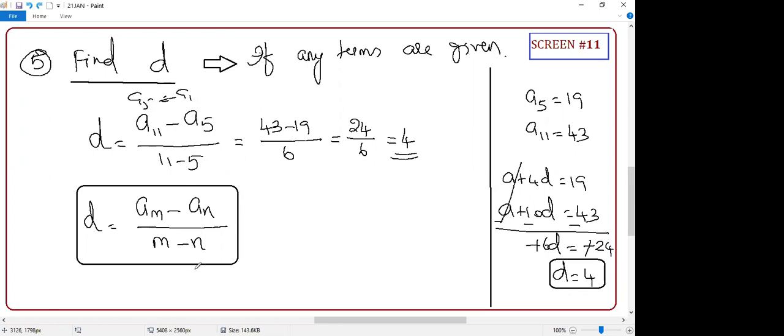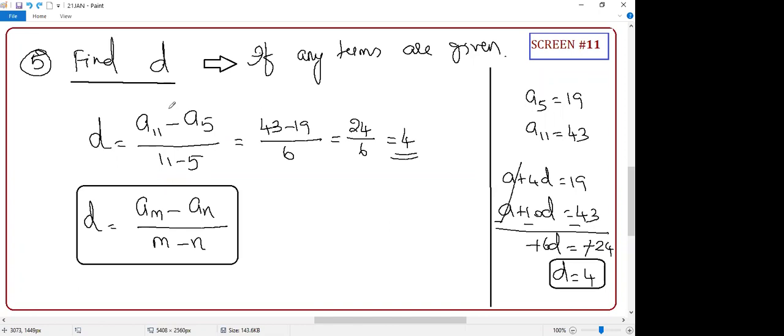Clear or not? That's why you see here, I write AM minus AN. I'm writing M minus N. If you are writing AN minus AM, then N minus M. Clear or not? Term difference by the respective position difference. The same positions you have to put. Are you clear? If you put A5 minus A11, then what will happen? 5 minus 11, minus will come. To avoid minus, I always say put the larger term. When I say larger term, not the value, I mean the term which is farther in position. You are saying the first term, right, sir? Clear or not?